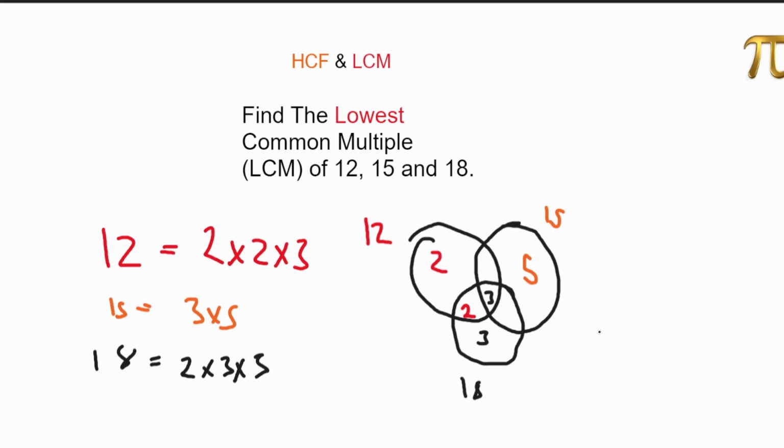So now that you've drawn your Venn diagram, you can find out that your lowest common multiple will just be 18 times 2 times 5. So your lowest common multiple will be 18 times 10, 180.